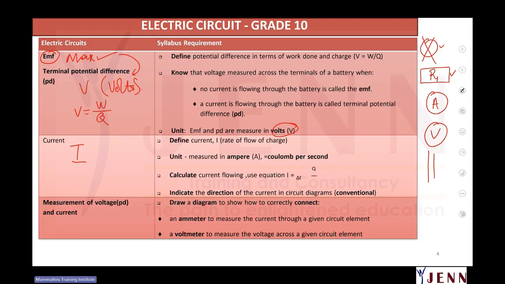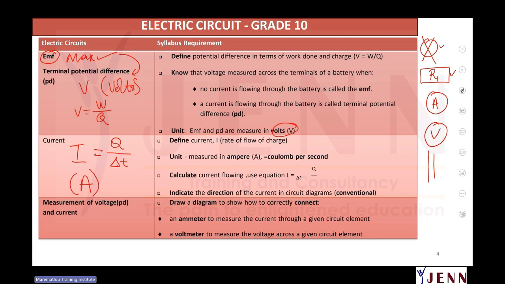Current is defined by, we use the symbol capital letter I, and from grade 10, we are saying it's called the rate of flow of charge. Remember the definition is the rate of flow of charge. So that means it's charge Q divided by delta T. And it's measured in what we know as amperes, named after Sir Ampere. So that's the unit of measure of current.